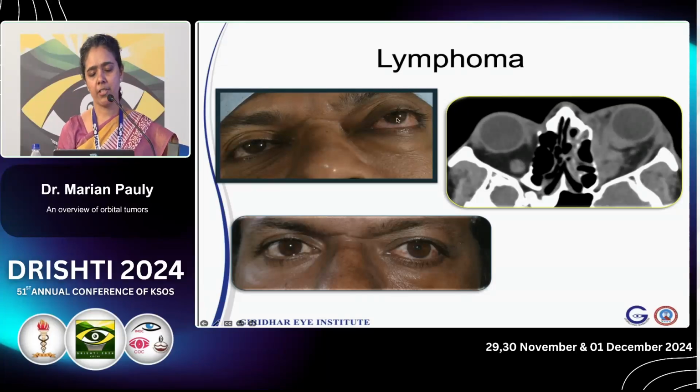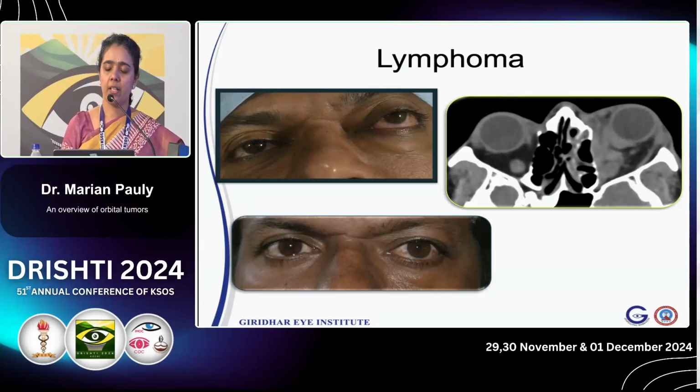So this patient actually was on steroids, on and off, for 7-8 years. But if you look at the radiology, you can see this mass lesion is actually embracing the globe. So something that embraces the globe is mostly in favor of lymphoma.